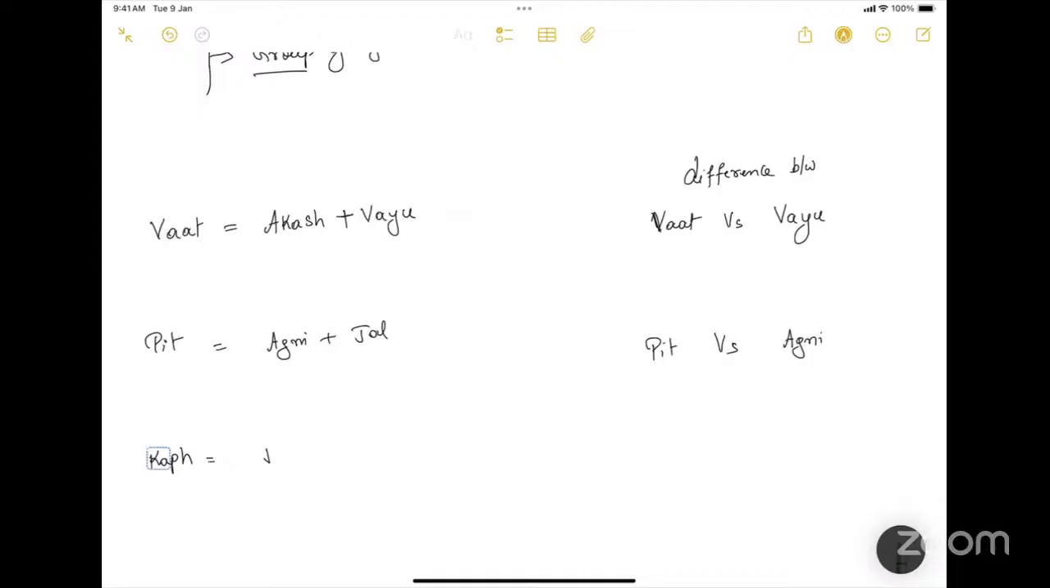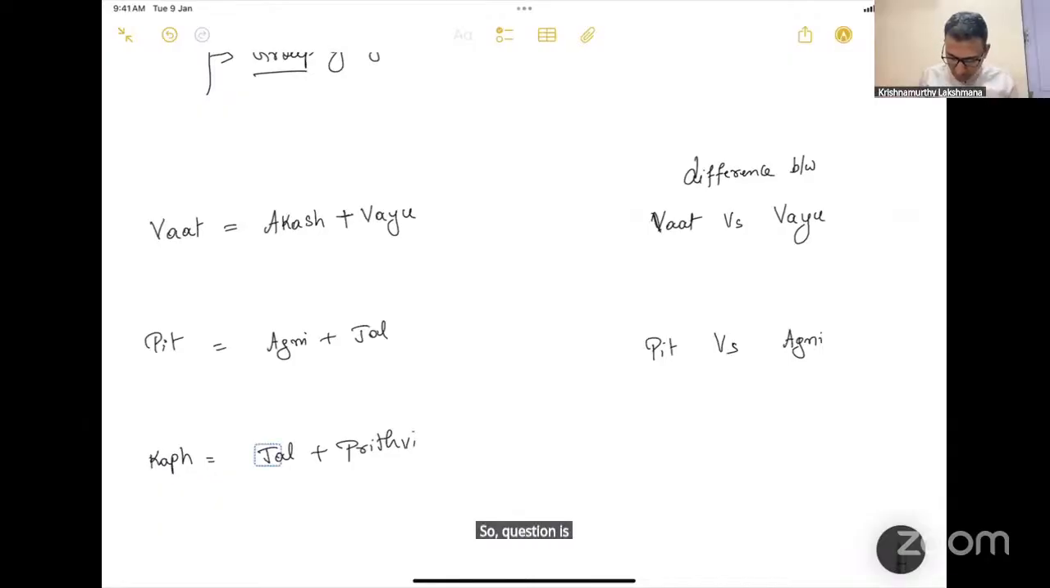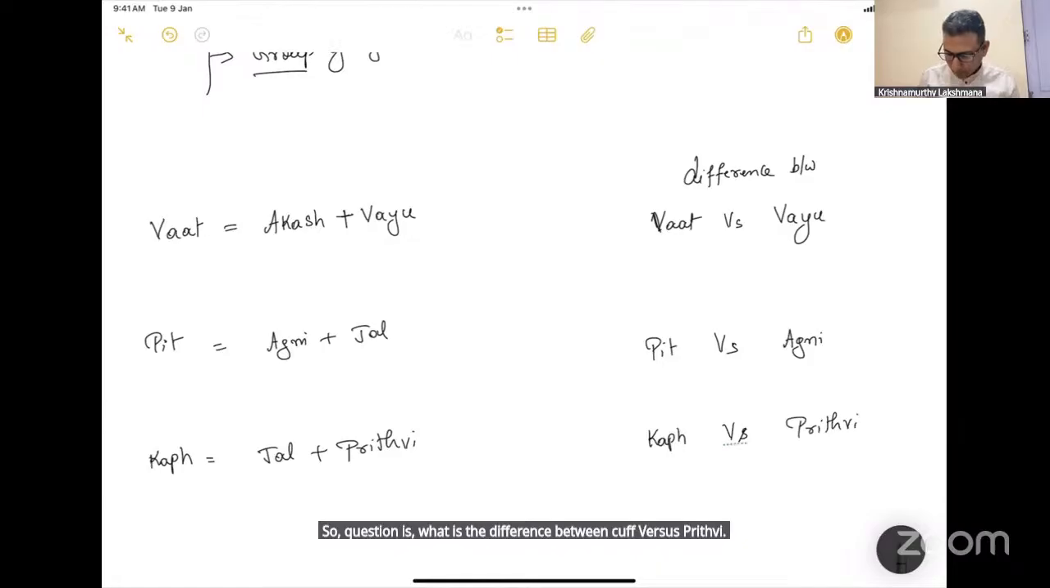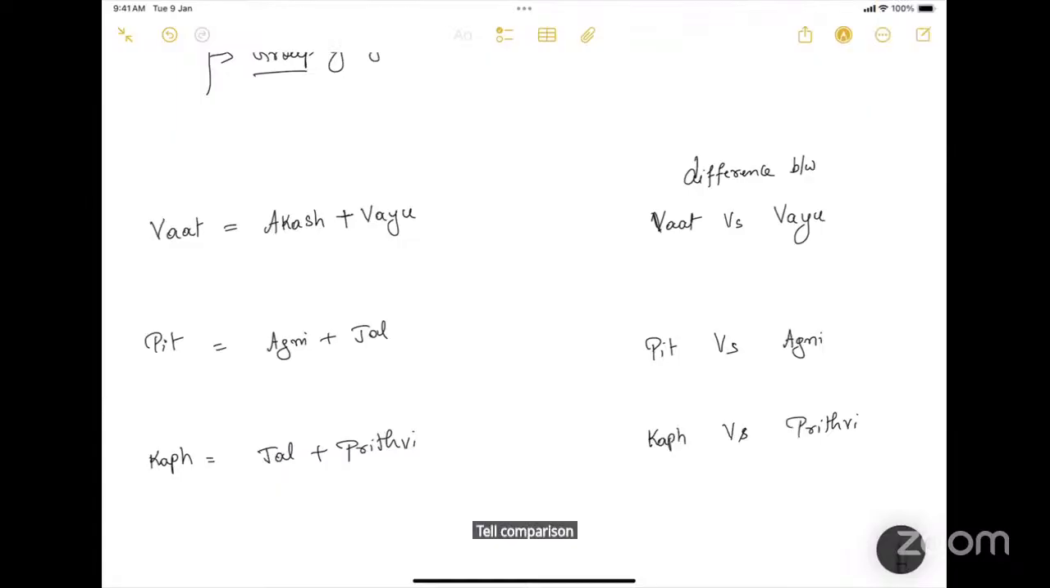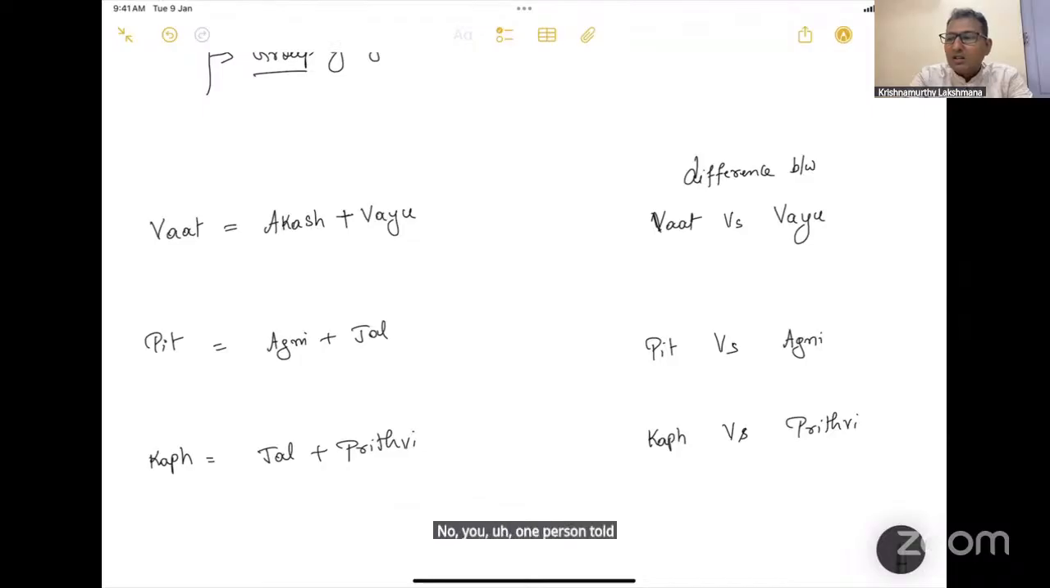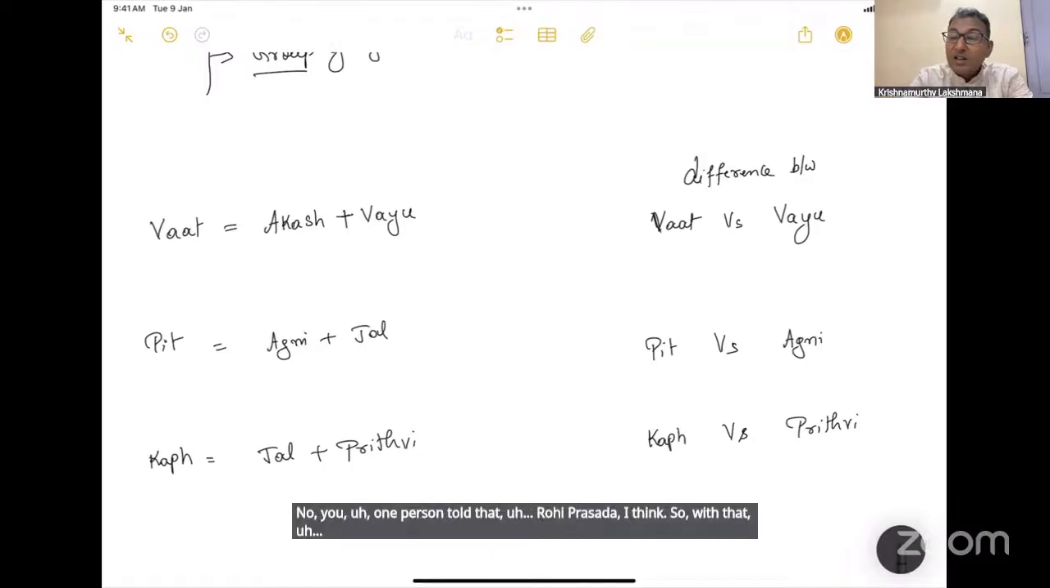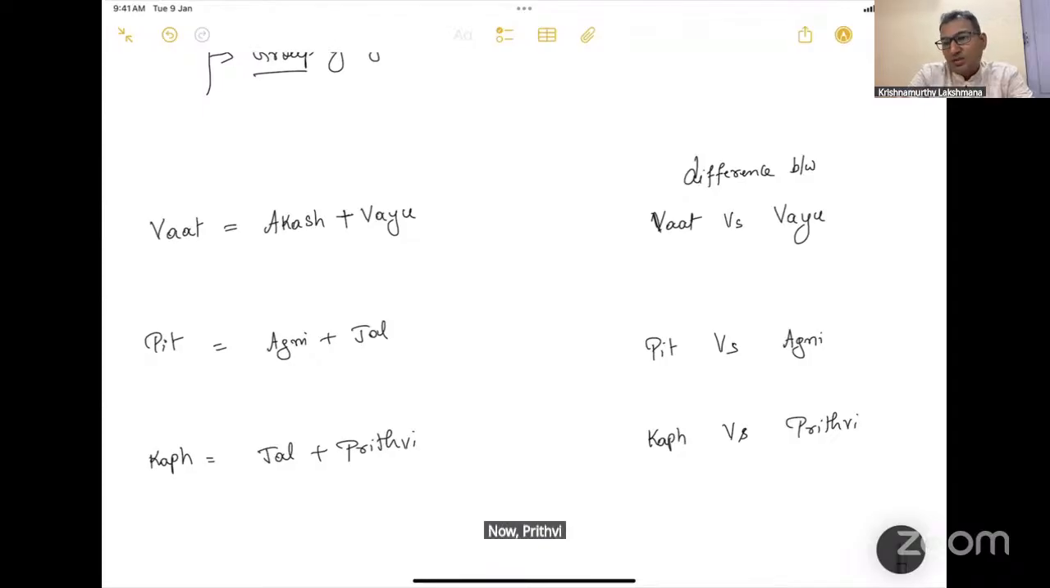Kaph is equal to Jal plus Prithvi. So the question is, what is the difference between Kaph versus Prithvi? When I have Prithvi, why do I need Kaph? No gel comparison. One person told that it gives a way to move. Now, Prithvi doesn't have to move. It stays.